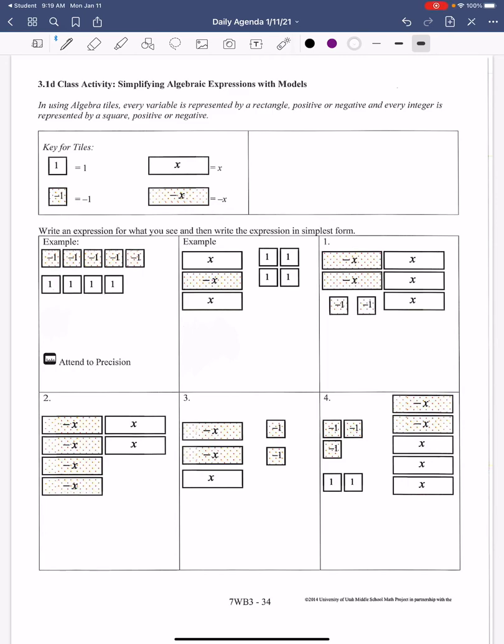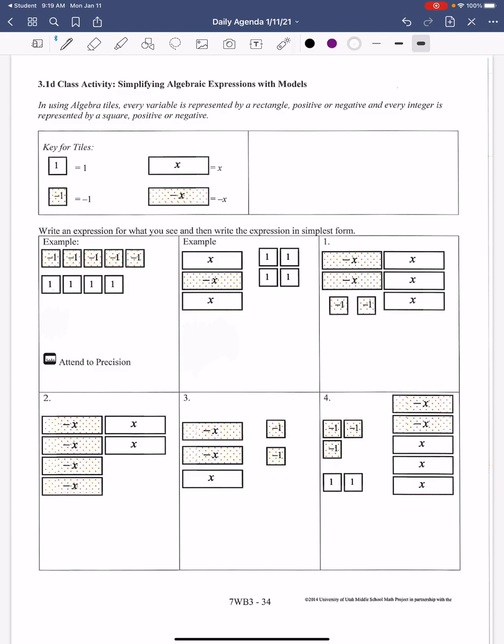Okay guys, so this is just going to be a quick introduction to combining like terms using a model. You guys are pretty familiar with models. We did them all through the integers unit, so this isn't really a new idea. We're just applying it to a new skill, which is combining like terms. As you can see here, this is an example of an assignment you would see.